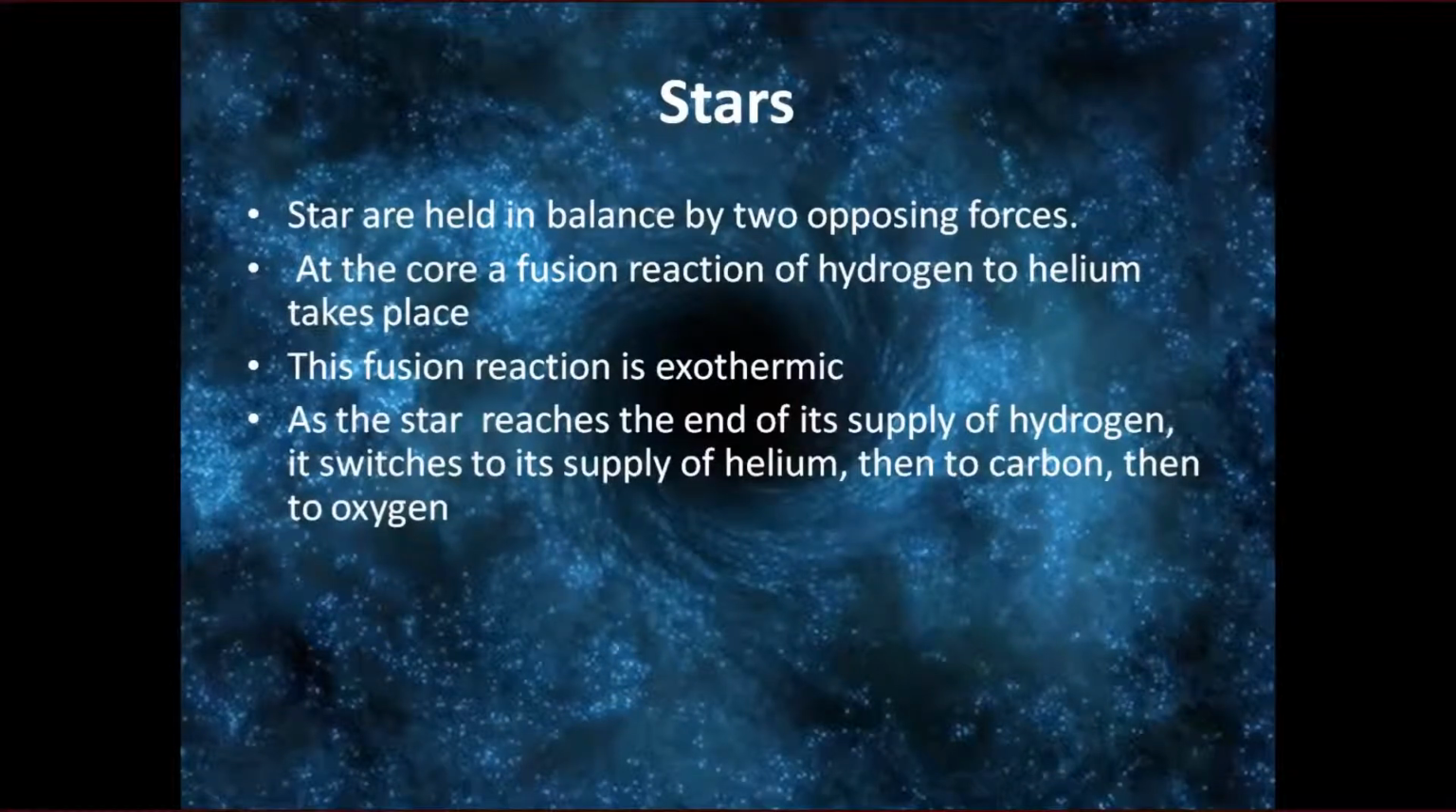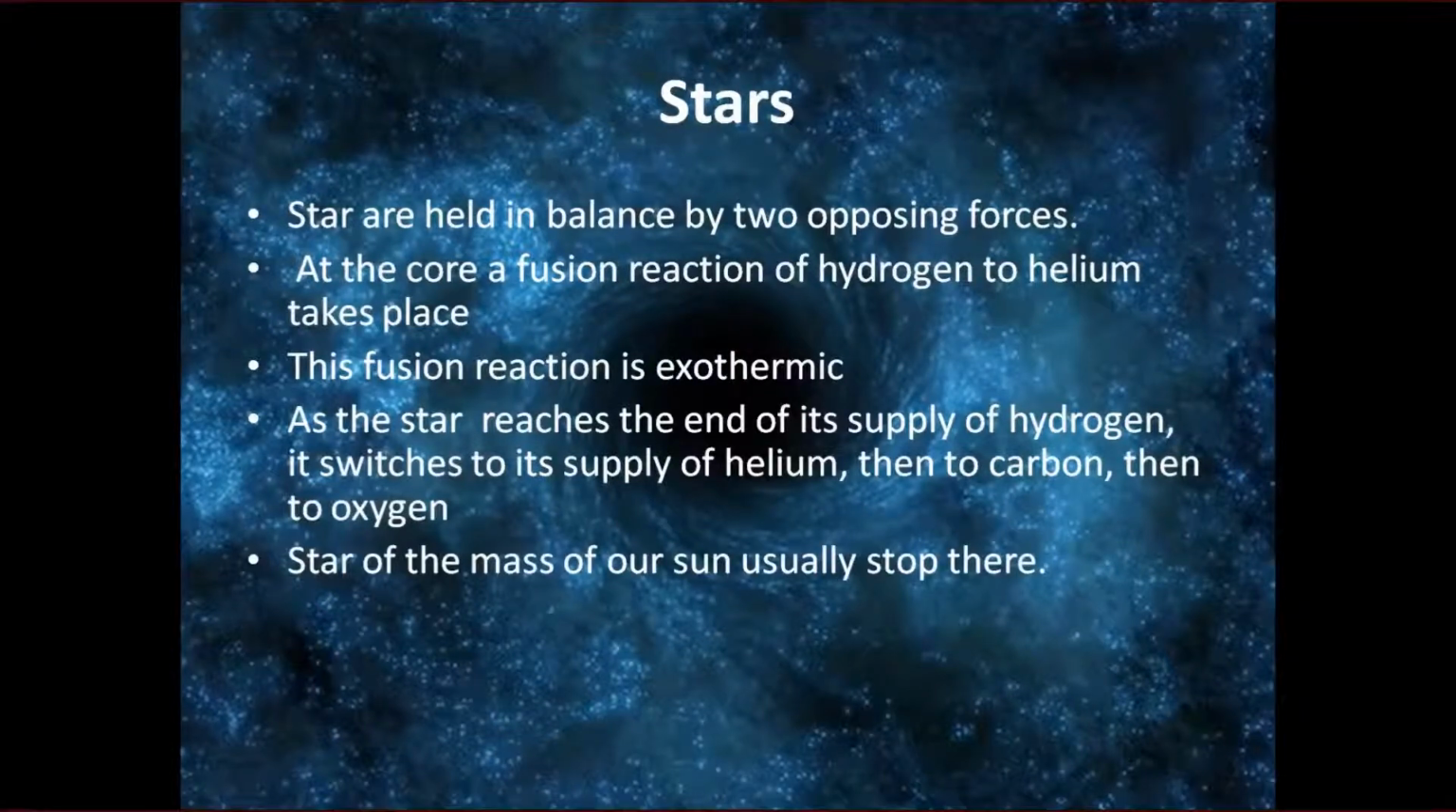As the star reaches the end of its supply of hydrogen, it collapses a small amount, but then switches to its supply of helium, then its supply of carbon, and then its supply of hydrogen. Again, it collapses a small amount each time, and in effect is caught by the new stage of fusion. As it continues to do this, it counters its own compression.